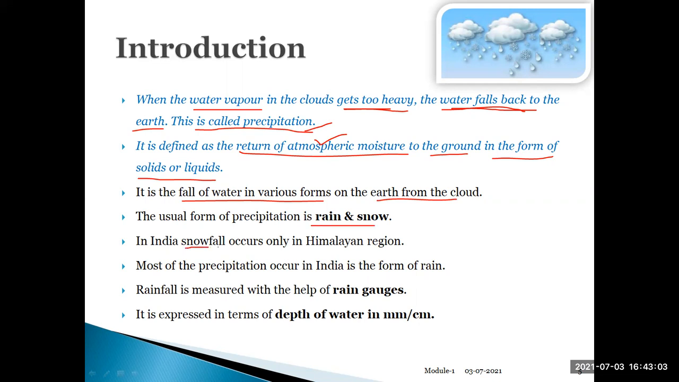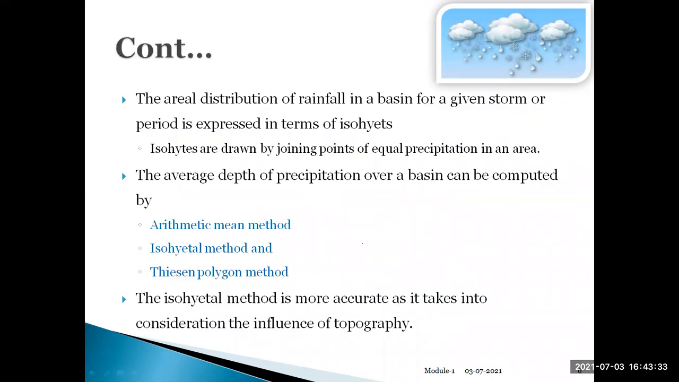In India, snowfall usually occurs in the Himalayan ranges, and most of the precipitation is in the form of rain. So in India, you can see most of the precipitation occurring in the form of rain, and rainfall is measured with the help of rain gauges. The unit used to express rainfall is the depth of water in mm or centimeter. So we are going to express it in both mm or centimeter.